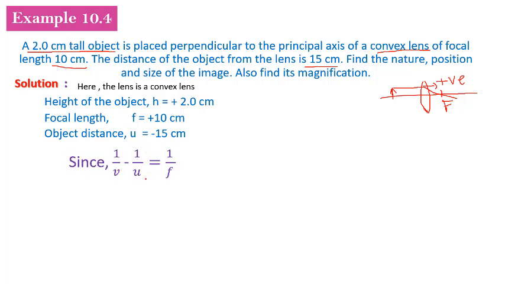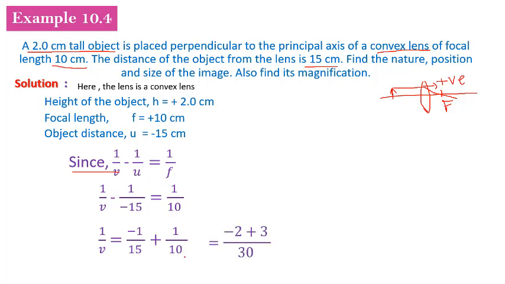By using lens formula, we have 1 by v minus 1 by u equals 1 by f. Put the value of u and f, we get 1 by v minus 1 by minus 15 equals 1 by 10. Okay, 1 by v equals, take this to your right hand side, so this negative will become positive, but 1 by minus 15 will remain as it is. Now take the LCM of 15 and 10, we get 30. 15 2s are 30, so 1 into minus 1 into 2 is minus 2, and 10 3s are 30, so 1 into 3 is 3, and we get 1 by 30.